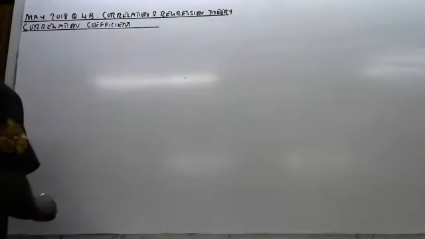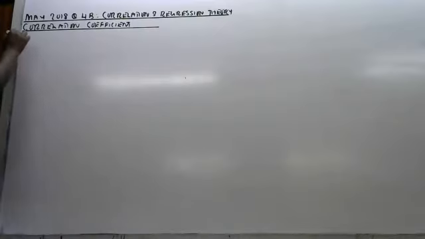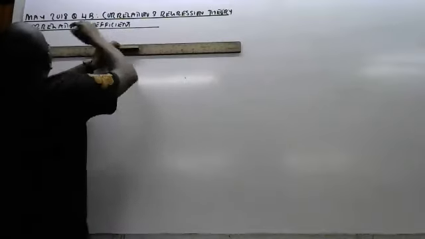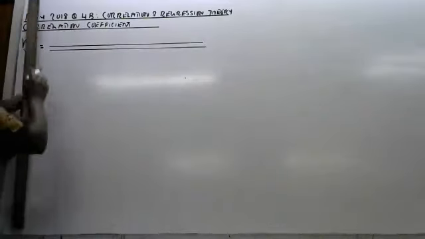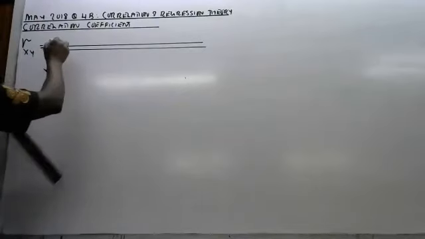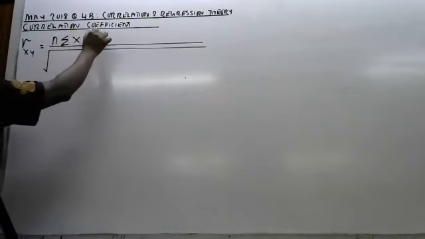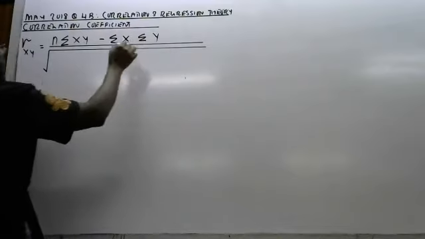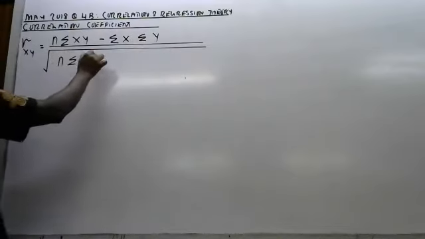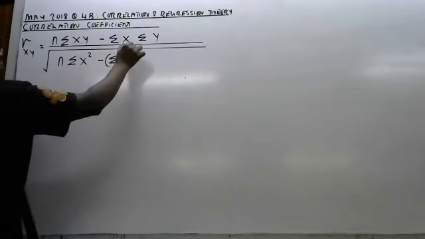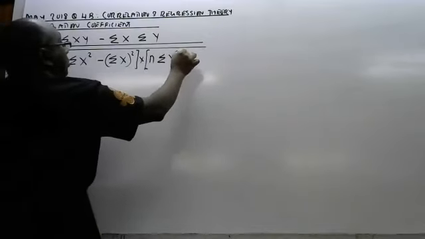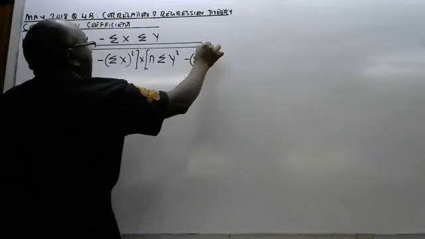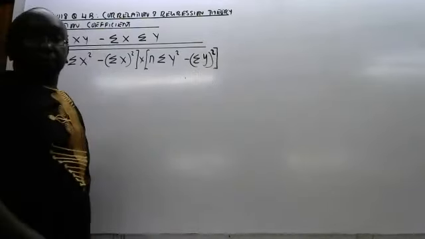Now, if you are using correlation coefficients, you write the formula R between X and Y. It is given this way: n sum of xy minus sum of x sum of y, over the square root of n sum of x squared minus sum of x squared, times n sum of y squared minus sum of y squared. That way.